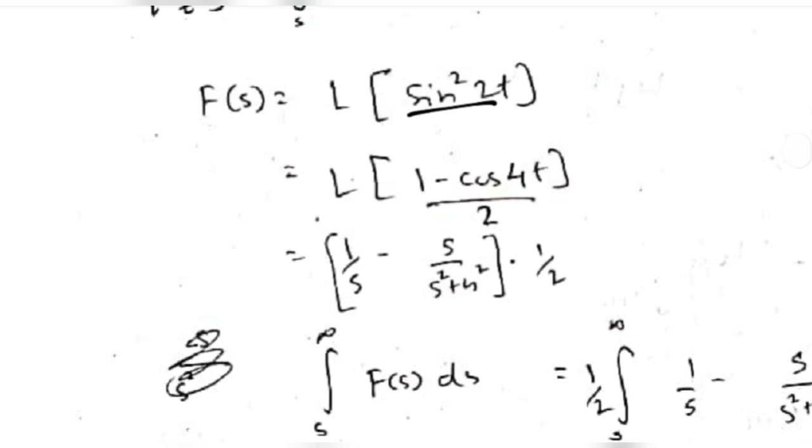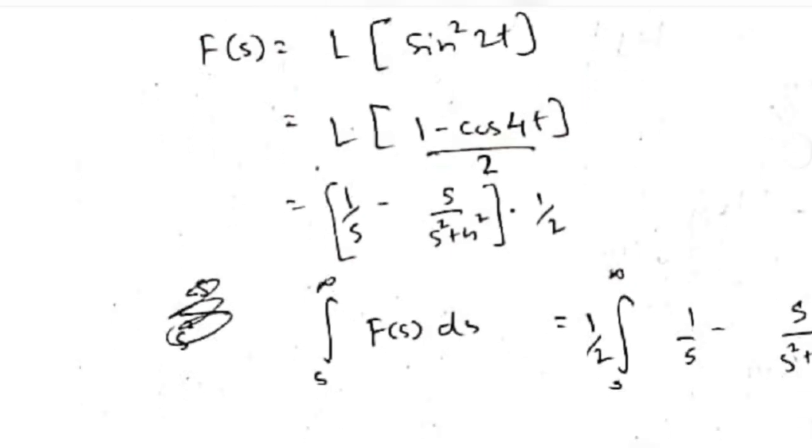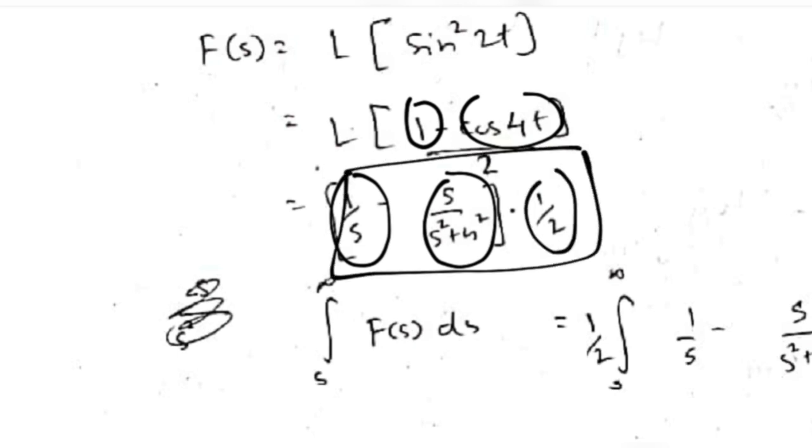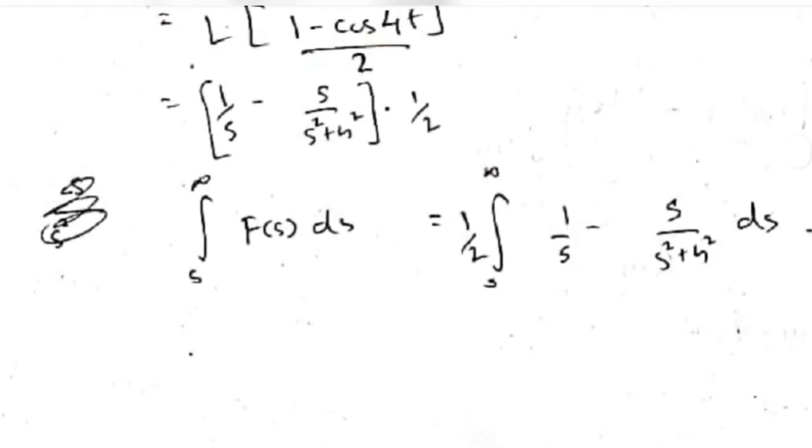Sine square 2t can be written as (1 minus cos 4t) by 2. Okay, and separating both we will get 1 by s and s by s square plus 4 square. By separating 1 and cos 4t, 1 by 2 we can take outside. Now since we got F of s, we will substitute that in this integral formula. Now we have to integrate this part.